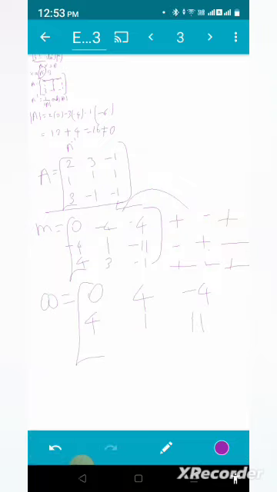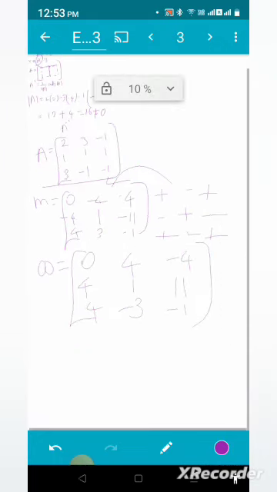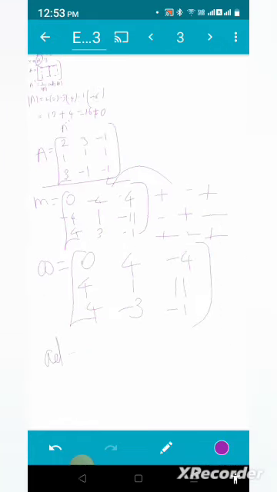Then plus 4, minus 3, minus 1. So this is the value for cofactor. We have to find the adjoint value, that is nothing but the cofactor transpose. The first column is taken as the first row: 0, 4, 4.